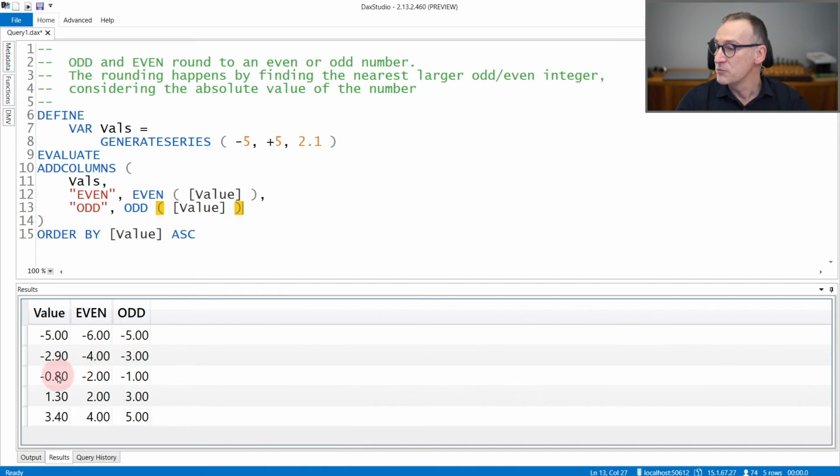If we look at -0.80, even produces -2 and odd -1, so it's always larger in absolute value, keeping the sign. For positive values, the behavior is more intuitive. 1.30 is rounded to 2 or to 3, depending on whether you use even or odd.